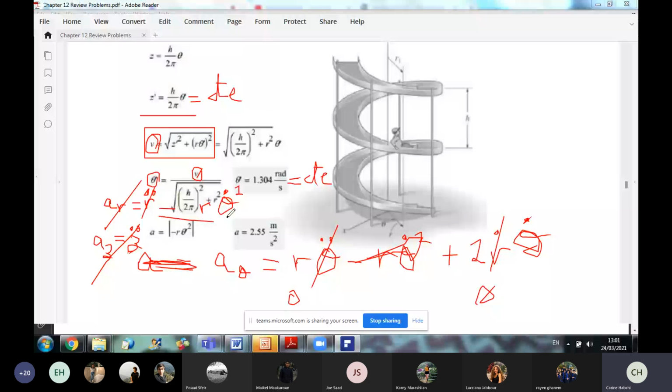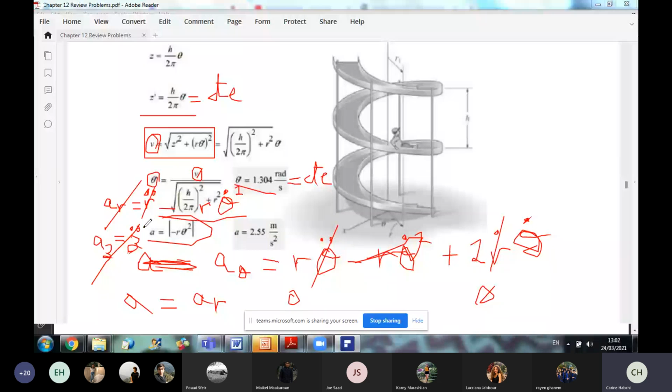So in total, the acceleration A will be restricted to AR, okay, and it is minus r theta dot square. So in magnitude, the acceleration will be equal to r theta dot square. I already calculated the value of theta dot, and I have the value of r, so I can deduce what is the value of acceleration.